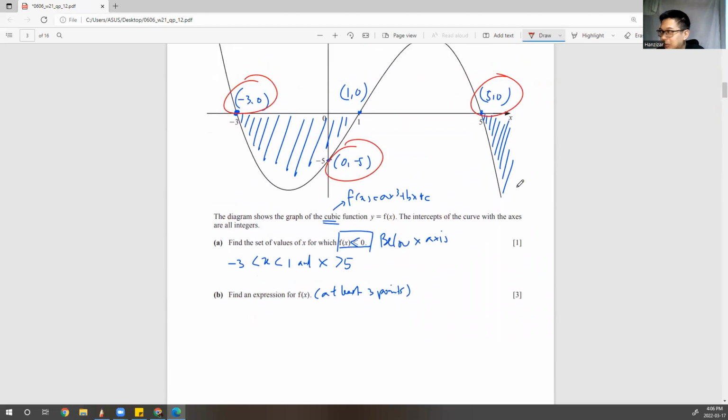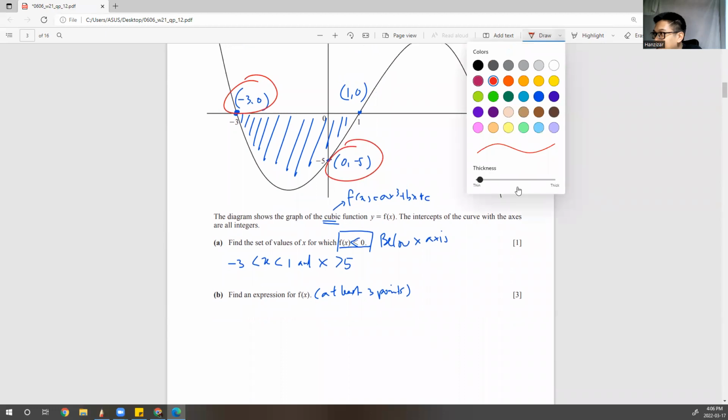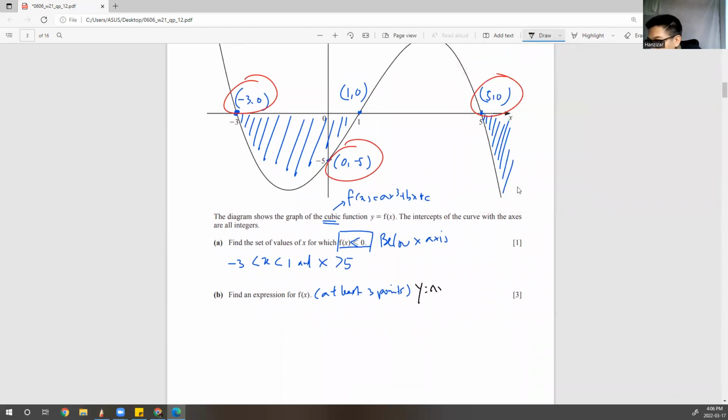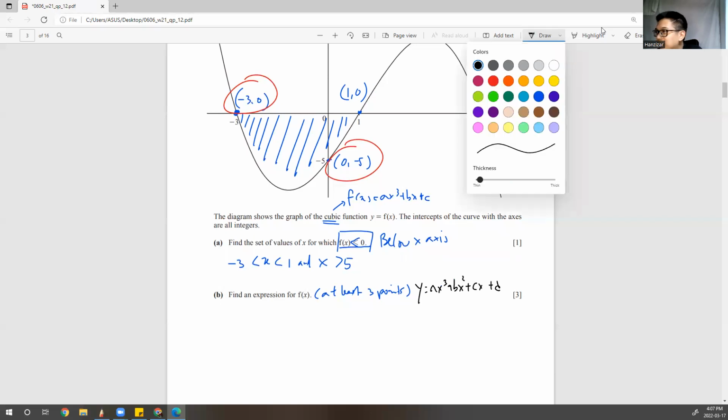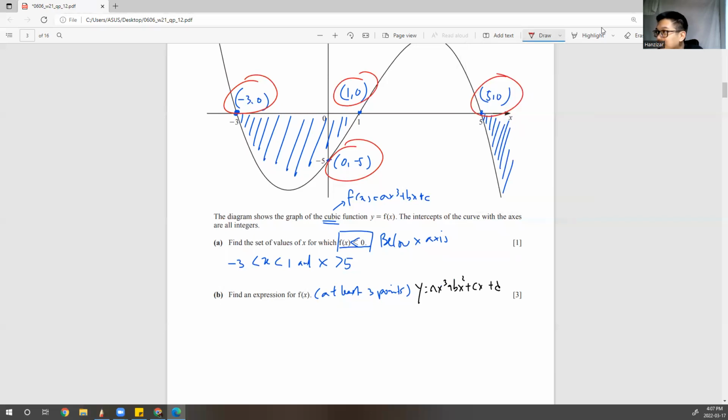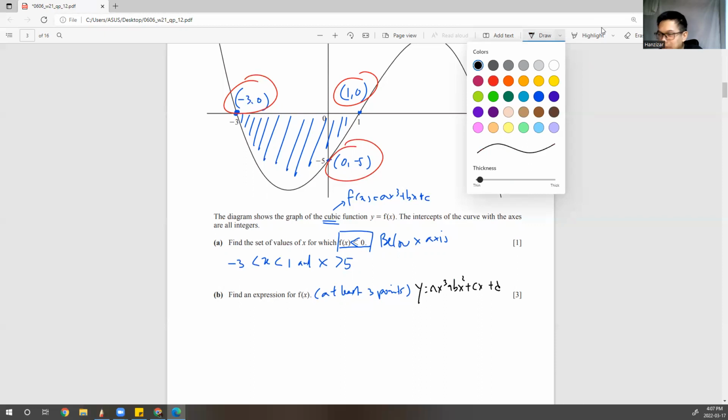Okay, so now write down the formula. y equals ax cubed plus bx squared plus cx plus d. I am so sorry, you need 4 points, because we have d, right? So at least 4 points: ax cubed plus bx squared plus cx plus d. Everything is supposed to be taken. Okay, let's do it one by one, slowly but surely.